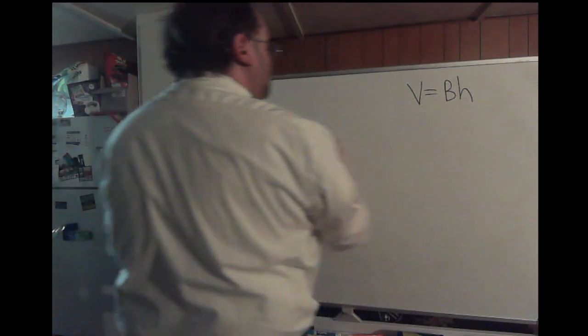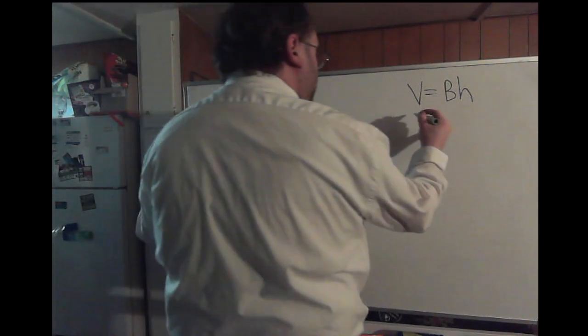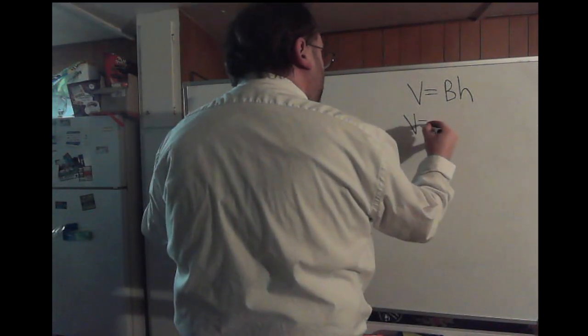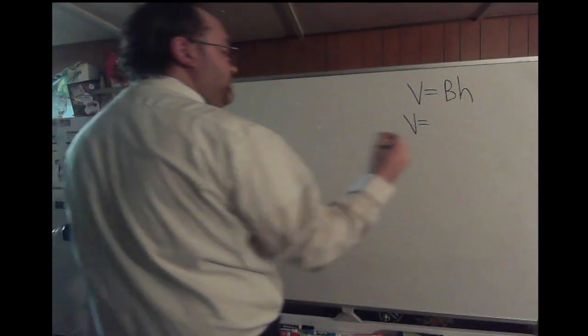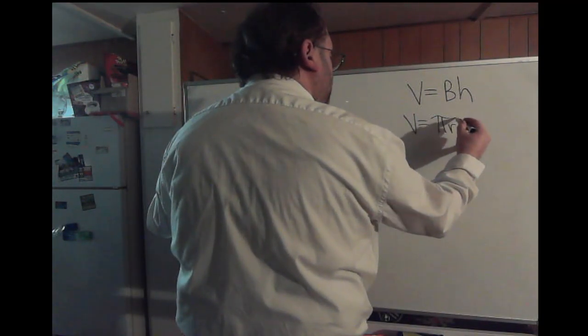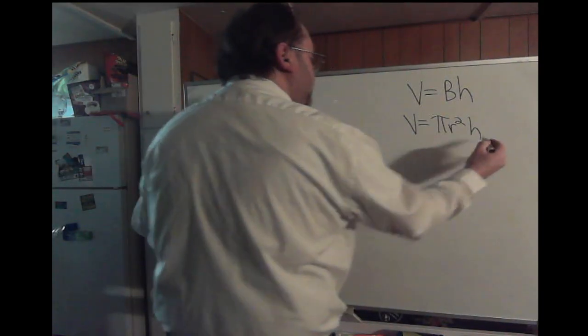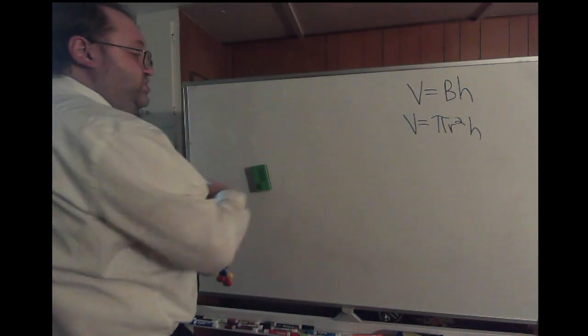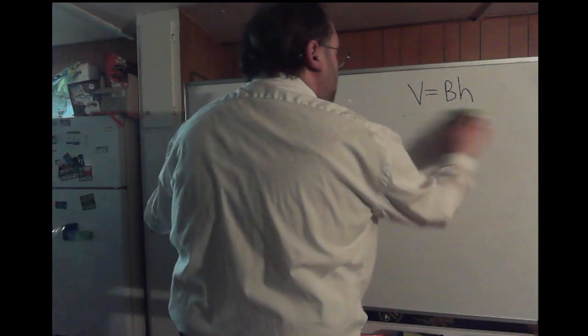If it's a cylinder, which is basically a circular prism, the area of a circle, which would be the base of it, is pi r squared. You'll take that area times the height. You'll have pi r squared times h for a cylinder. So it's just important to know where these all come from.